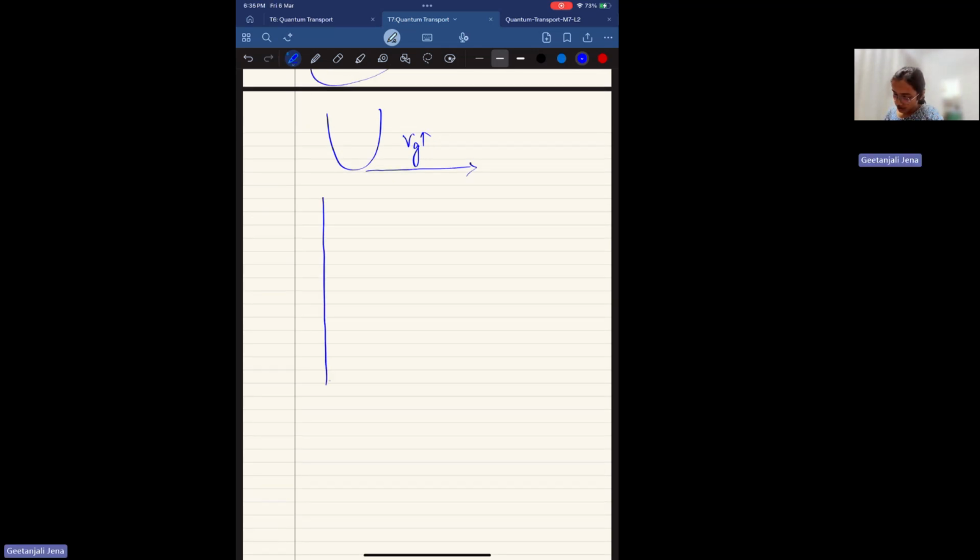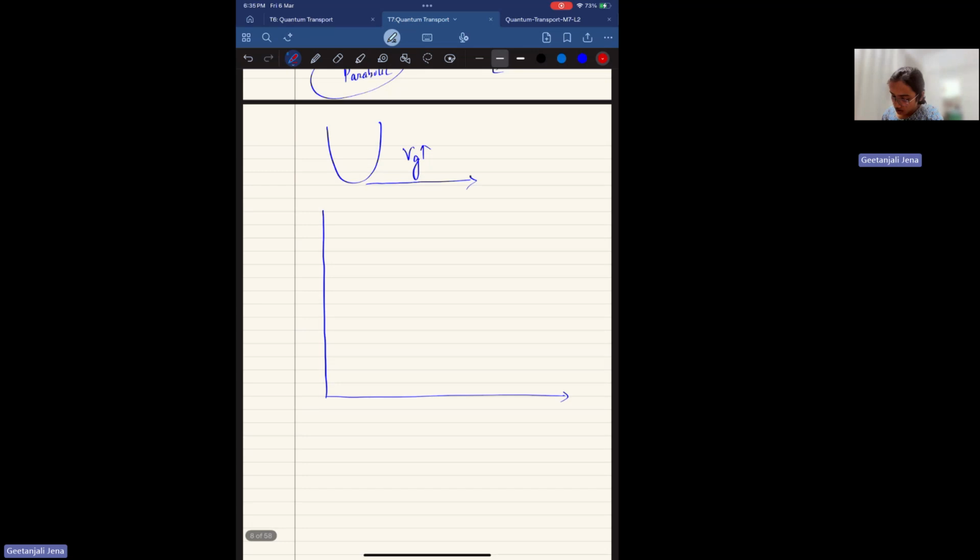For that, let me draw the plot first, then I will explain what I'm trying to say. So we have a parabola because of this electrostatic energy. The y-axis is the n dot and the x-axis is the Vg, Cg.